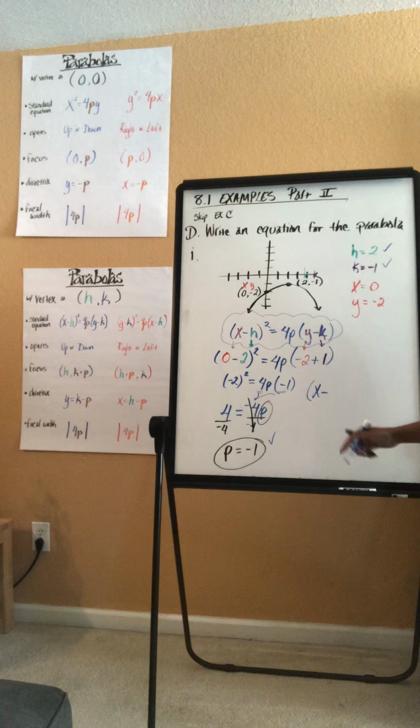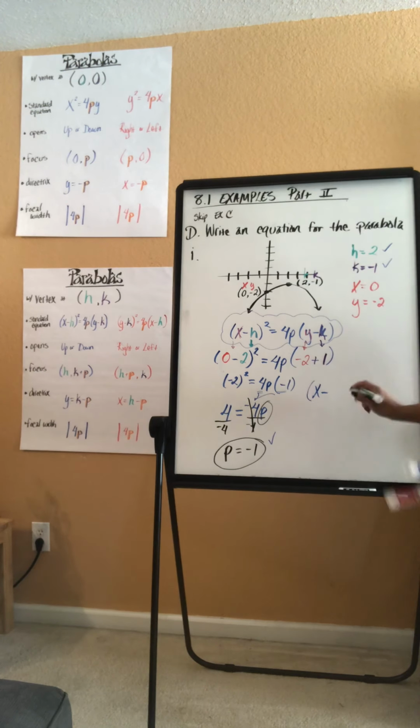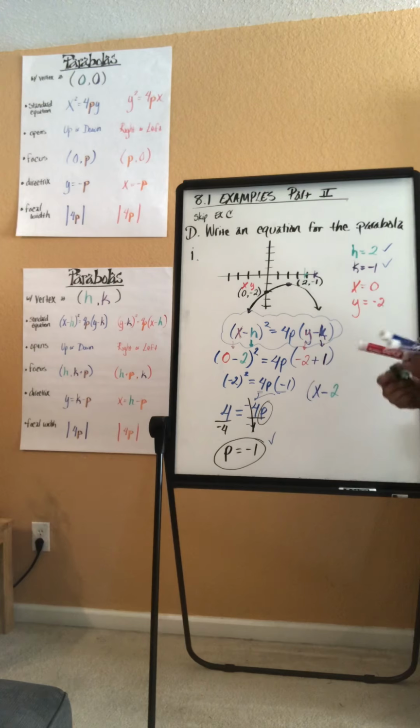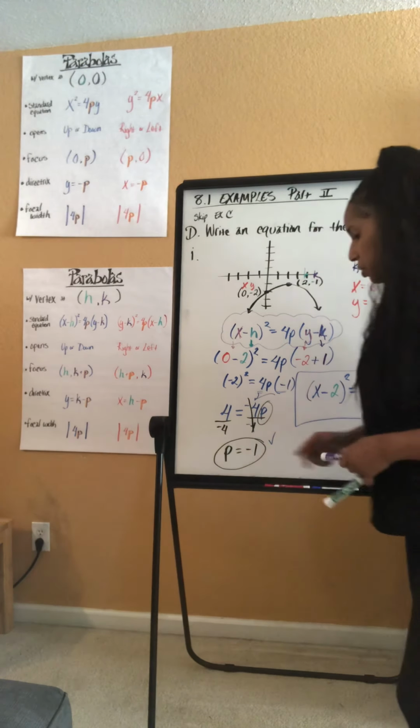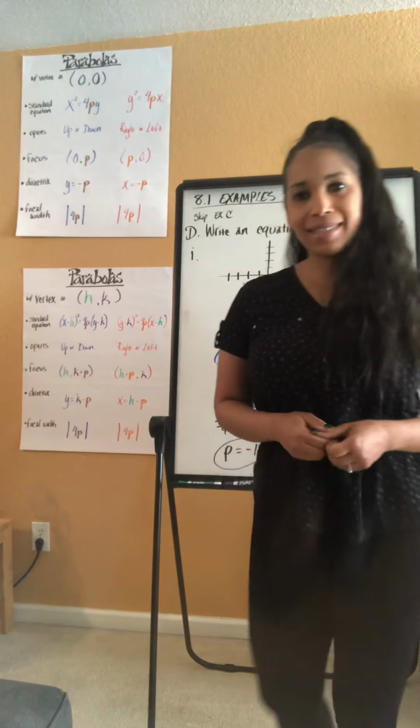So (x minus h, which is 2) squared equals, it's supposed to be 4 times my p, and my p is -1. So this will actually be a -4. And then I have my parentheses and y minus k. And the k was -1, so we'll put a plus. And this is my answer. Not so bad, right? So D2 is a star, and we are done with lesson 8.1.